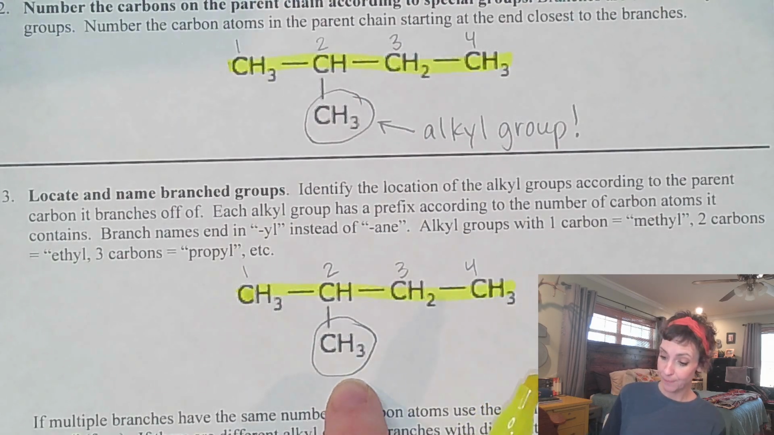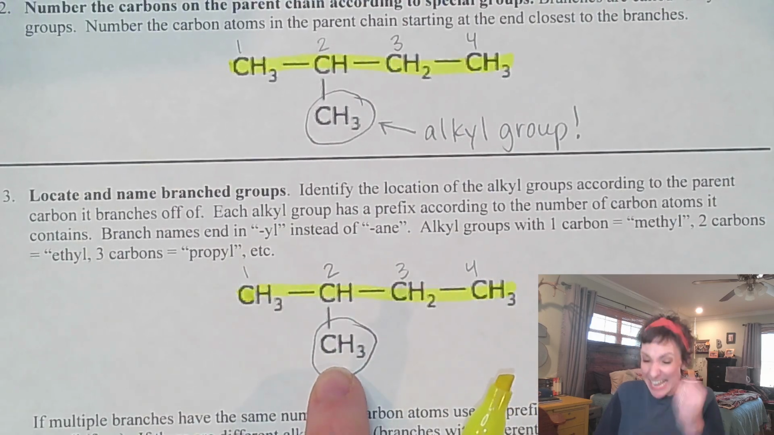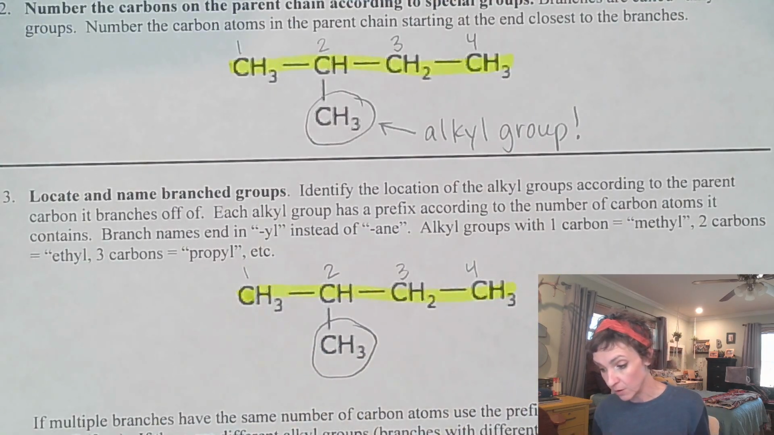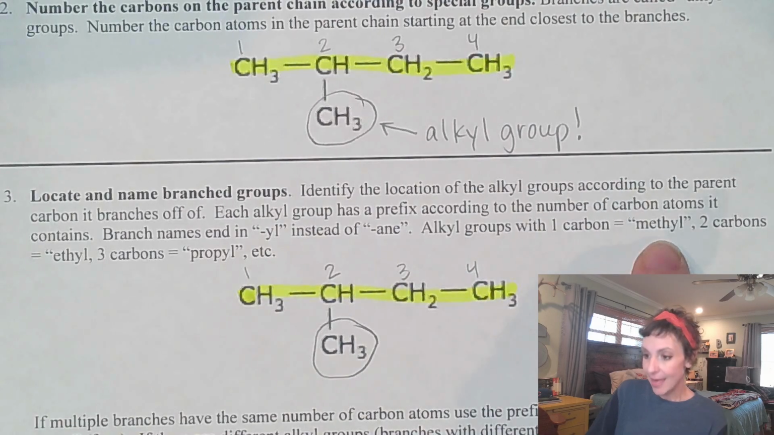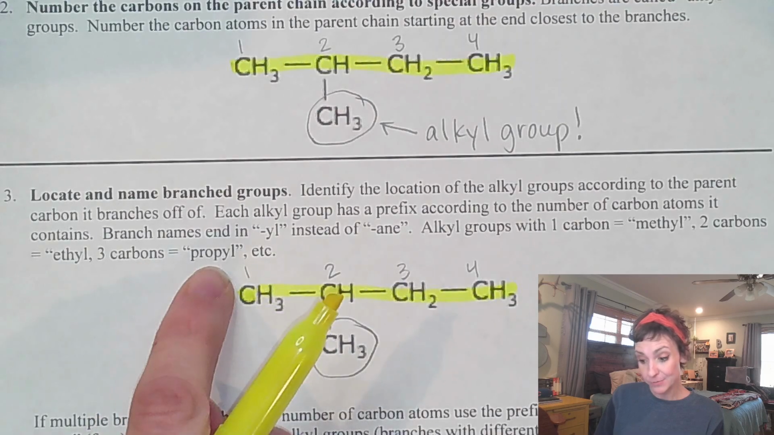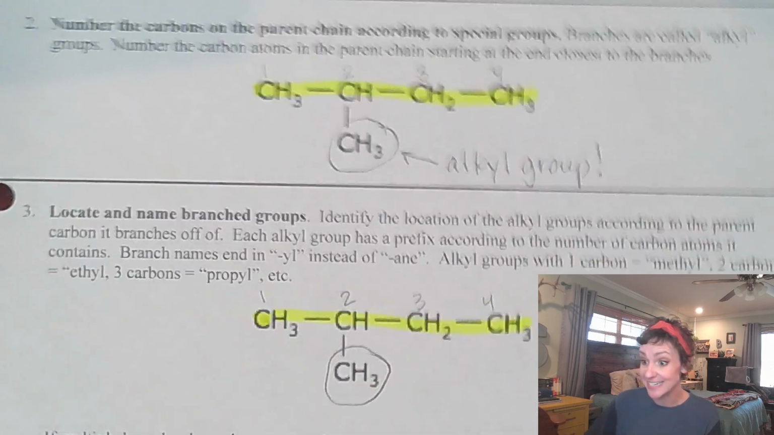Each alkyl group has a prefix according to the number of carbon atoms in that alkyl group, okay? My branch names will end in -yl instead of -ane, and your alkyl groups with 1 carbon will be methyl. 2 carbons would be ethyl. 3 carbons would be propyl. You were like, oh my gosh, that was a lot of words. Okay, let's break this down here.